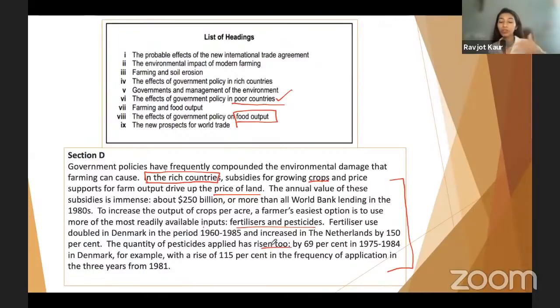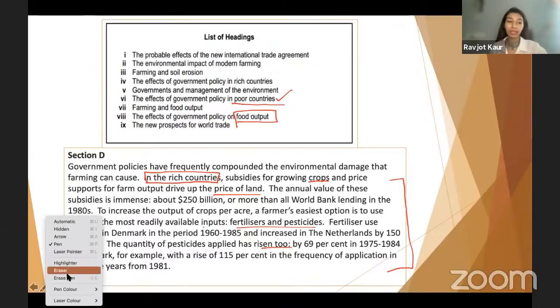So this is for what? For the rich countries only. So our topic sentence, the main idea of this, is about the rich countries, which is given here. So these all are the policies they have discussed here. Okay. All right, let's look at the list of headings one by one and let's start eliminating them.